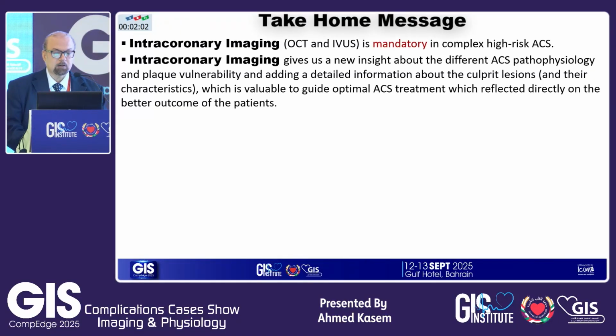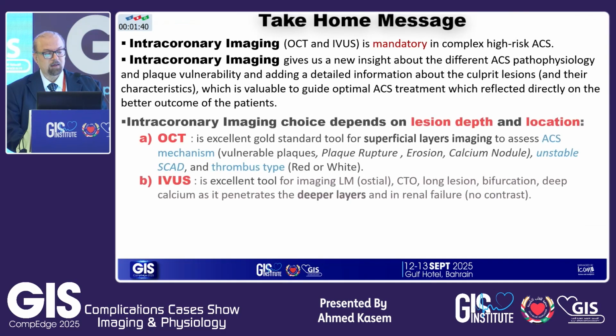So, my final take-home message: intracoronary OCT or IVUS is mandatory in complex high-risk acute coronary syndrome. Intracoronary imaging gives us a new insight about the different ACS pathophysiology and plaque vulnerability, adding detailed information about the culprit lesion and its characteristics, which is valuable to guide optimal ACS treatment. And intracoronary imaging choice depends on lesion depth and location.